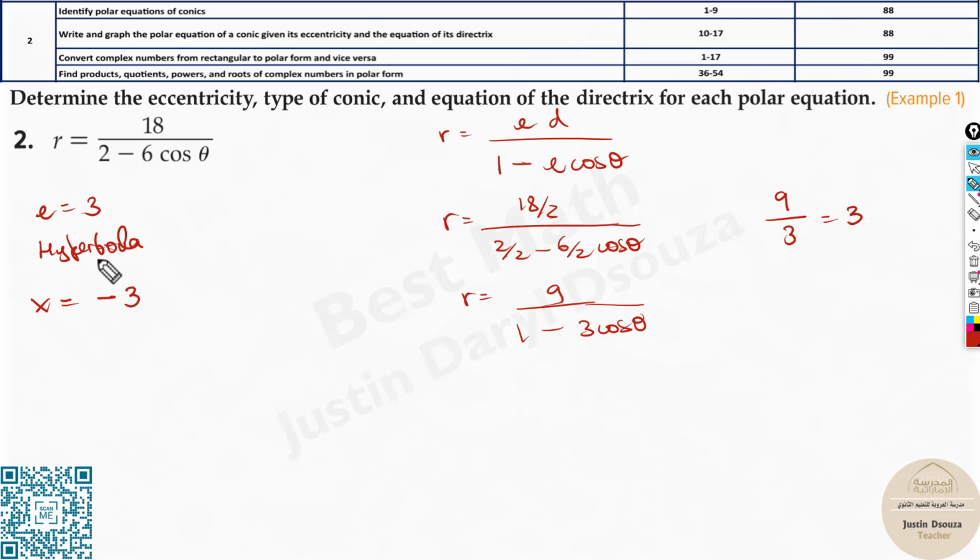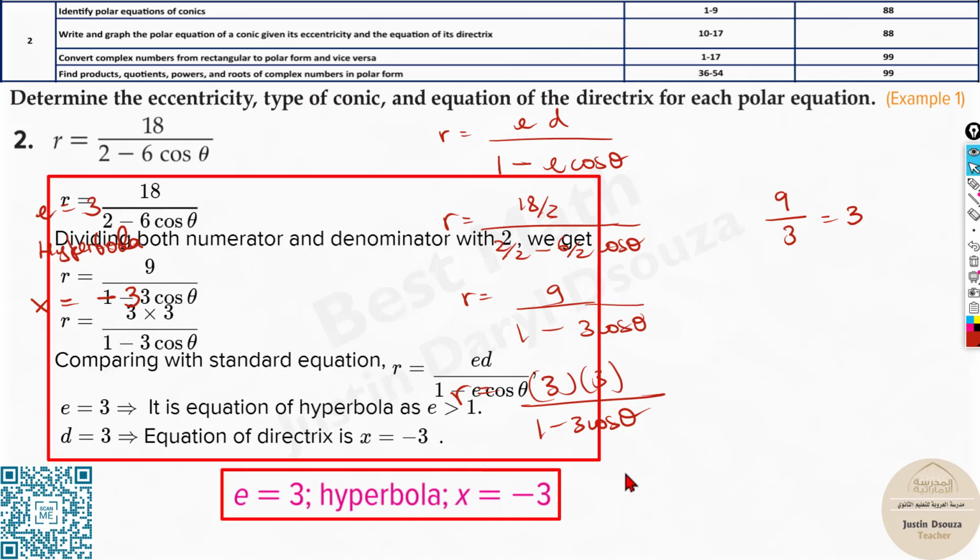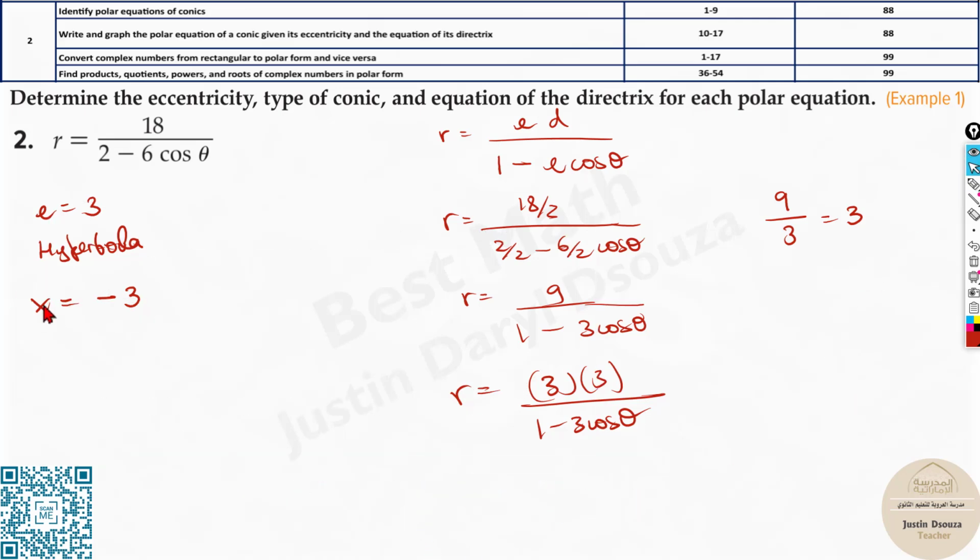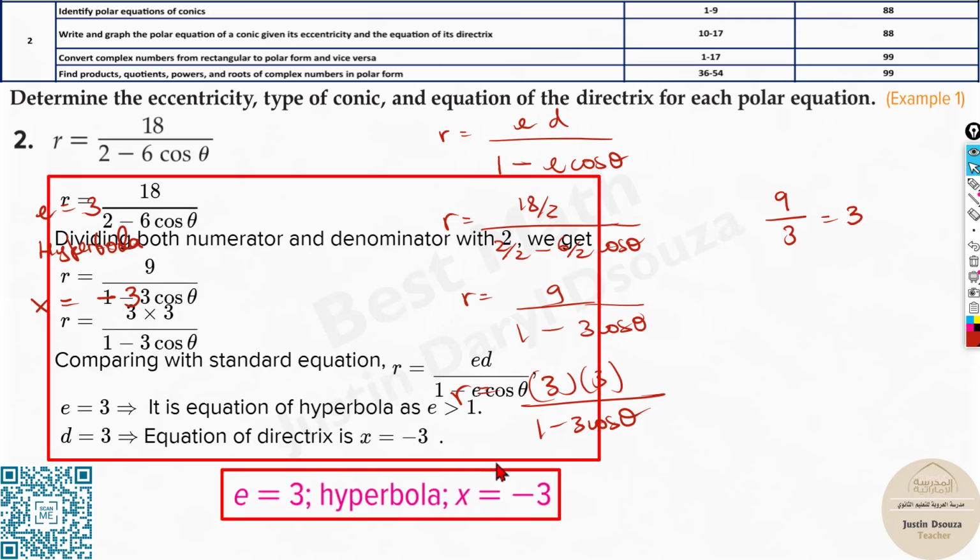So that's the answer. But I would highly encourage you to write this in the simplified form as well. Write these two numbers: it's 3 times 3, so e and d, divided by 1 minus 3 cosine theta. This would be full marks. If you write so much, absolutely full marks. So those are the answers. Now please remember, it's not y here, it's x. Why? Because it's cosine.